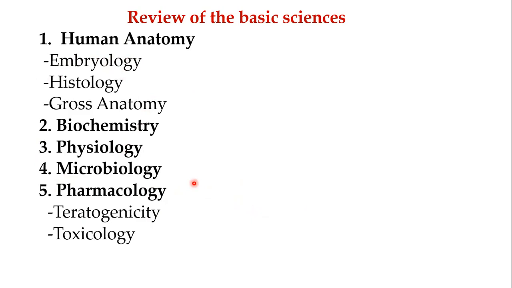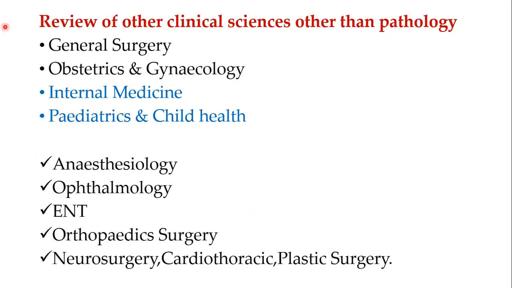Now, the normal things first, then to the abnormal. So, review of other clinical sciences other than pathology. We have general surgery, obstetrics and gynecology. You are going to know why these ones are in black and these ones are in blue. Then you have internal medicine, and then pediatrics and child health. These disciplines, grouped together, are called surgical disciplines. They belong to surgical disciplines. Then these two, internal medicine, pediatrics and child health, are collectively referred to as medical disciplines.